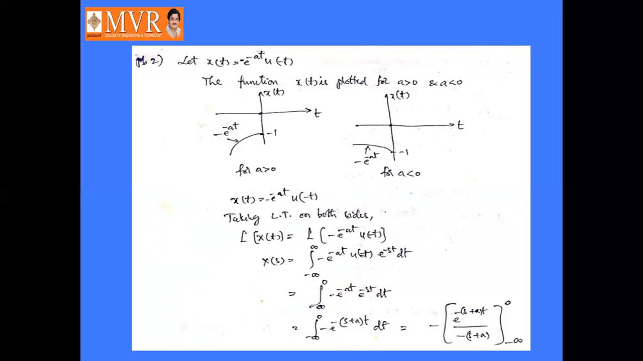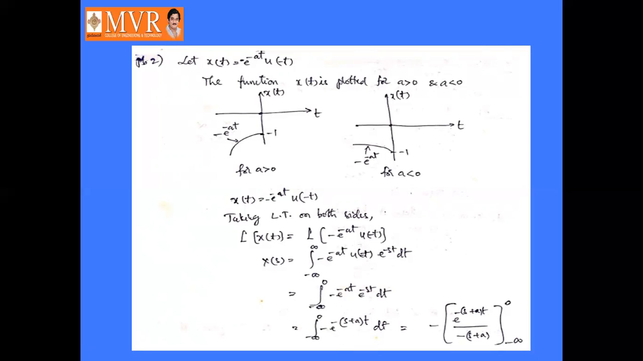But u of minus t value is 1 from minus infinity to 0. Okay, from minus infinity to 0, u of minus t value is 1. Right? So here we will take the limits minus infinity to 0. Integral minus infinity to 0, u of minus t value is 1. That is minus of e power minus at into e power minus st.